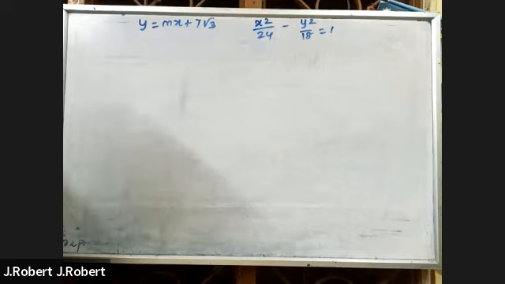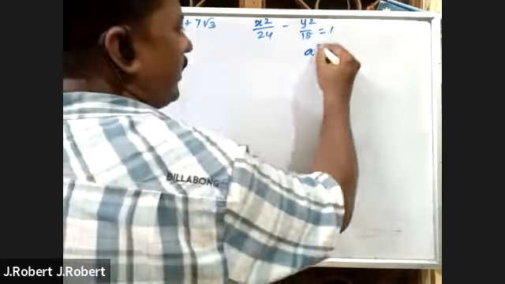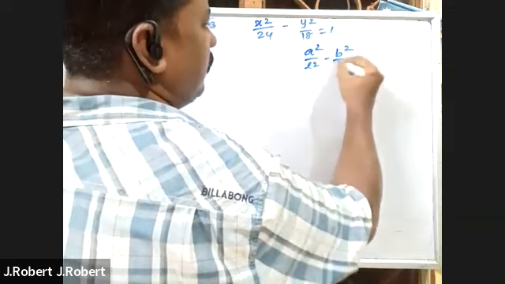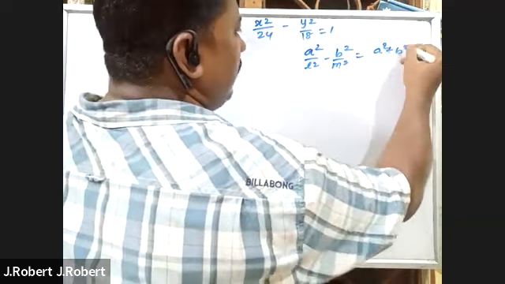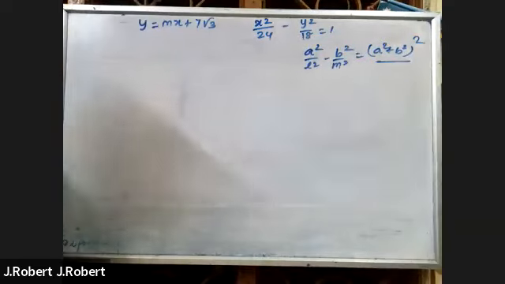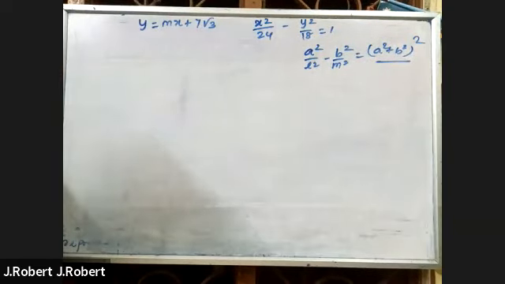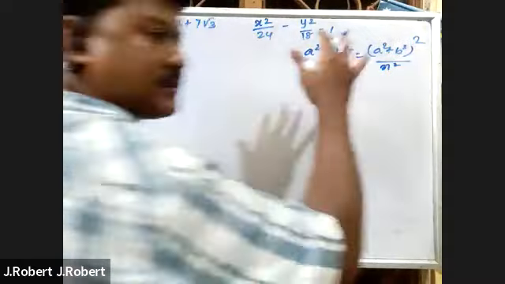பாருங்க இதுக்கு நான் ஒரு கண்டிஷன் லாஸ்ட்ல ரிசல்ட்ல கொடுத்தேன். If lx plus my plus n is equal to 0 is normal to the hyperbola, then I have given the condition a square by l square minus b square by m square is equals to a square plus b square the whole square. This is the condition I have given. அதே மாதிரி டான்ஜென்ட்டுக்கு ஒரு கண்டிஷன்ஸ் கொடுத்தேன். டான்ஜென்ட்டுக்கு வந்து a square l square minus b square m square equal to n square கொடுத்தேன். இங்க அதே போல a square by l square minus b square by m square is equals to a square plus b square the whole square by n square. So this is the condition.